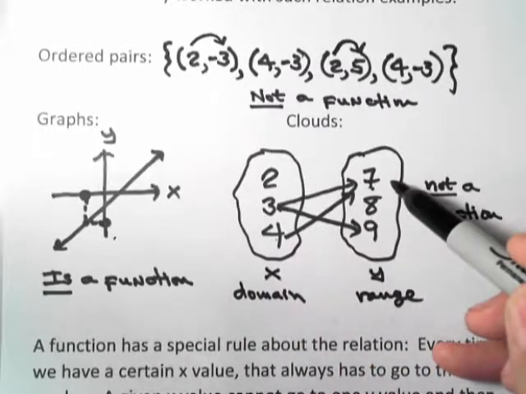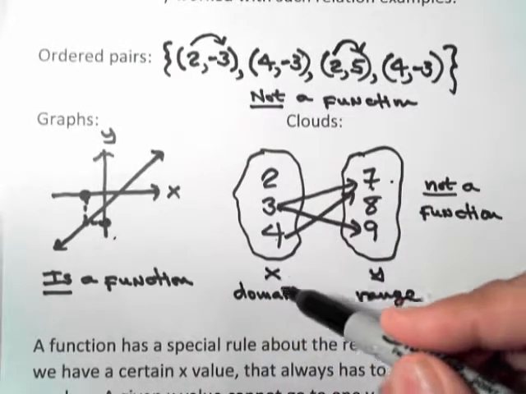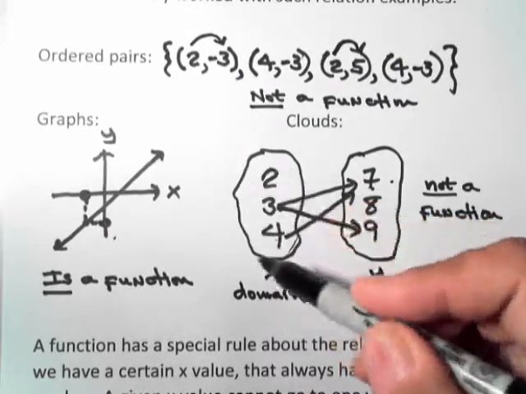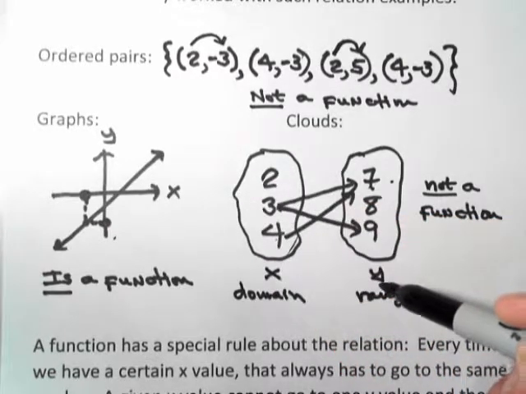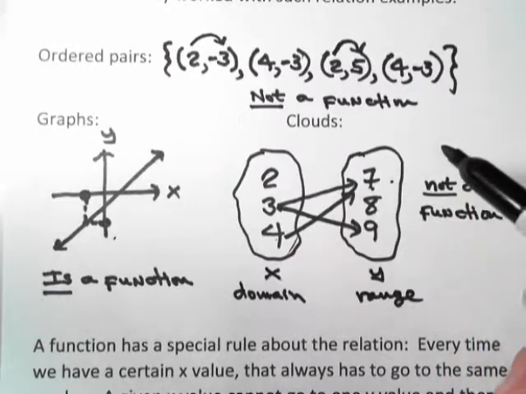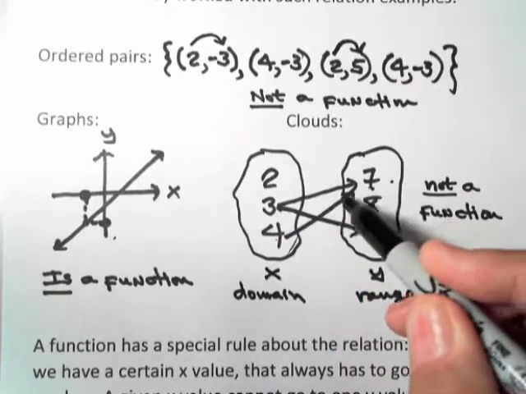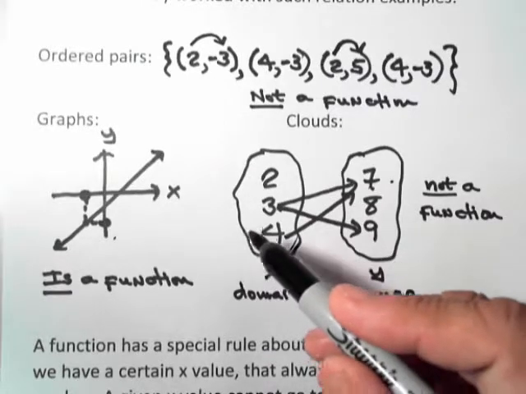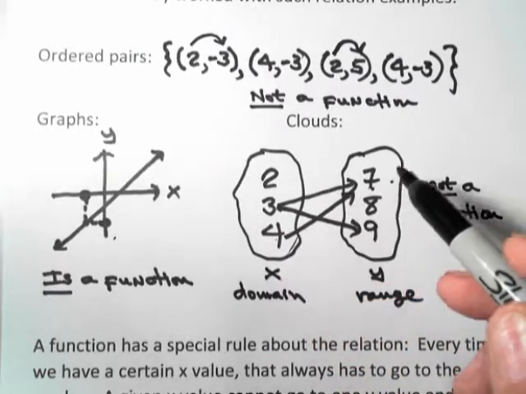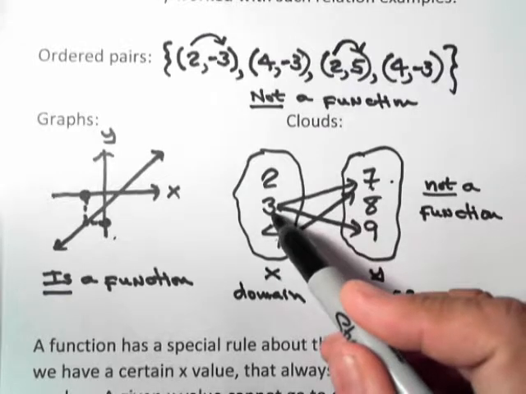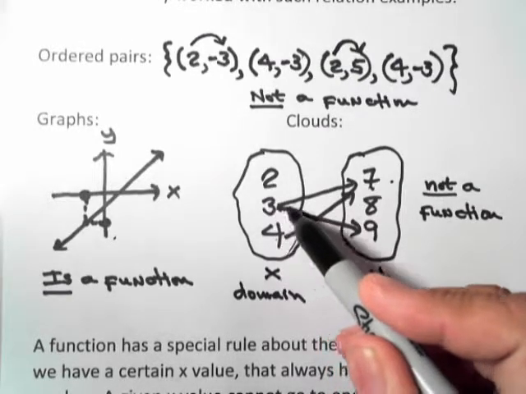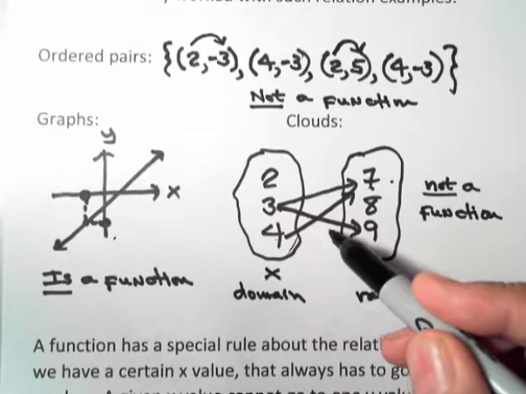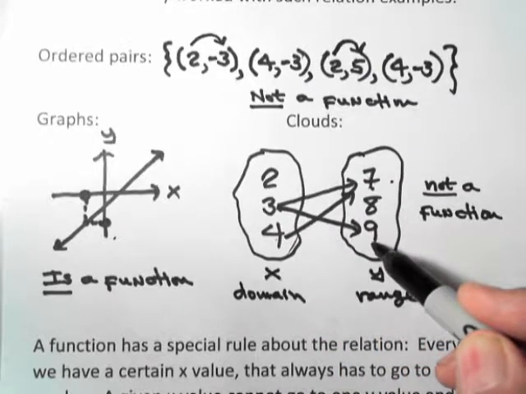Let's look at the cloud business here. Okay, the x values, the domain values, are in the first cloud. The y values, the range values, are in the second. We indicate how things relate to each other by drawing arrows here. Remember, domain always gives you the range. So we have here 3 as an x value going to 7, but we also have 3 as an x value going to 9.